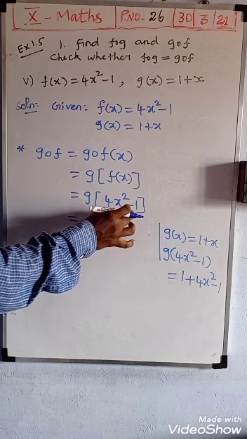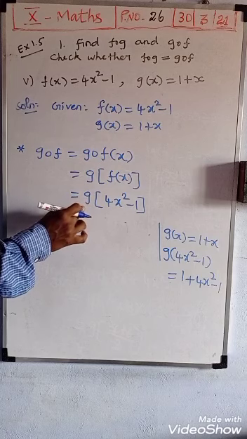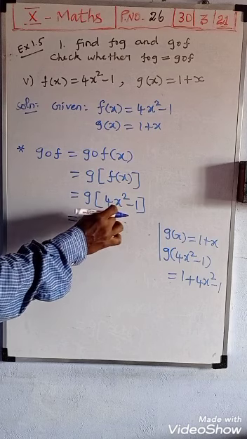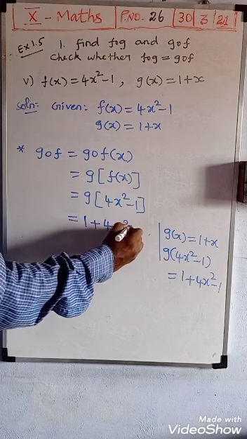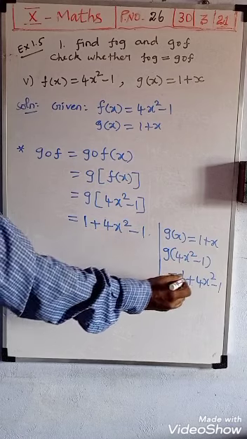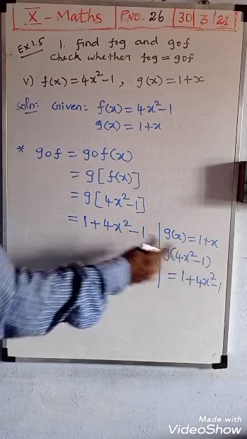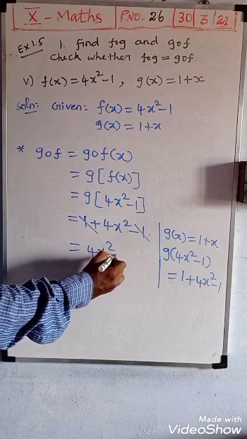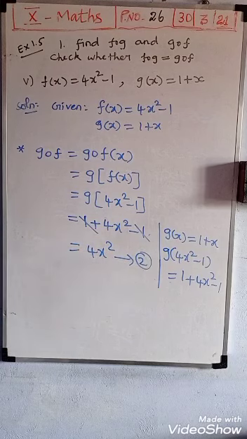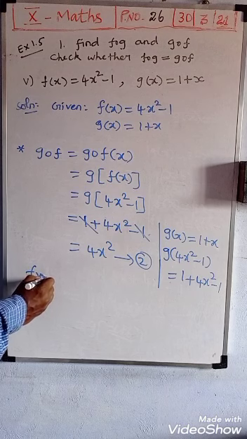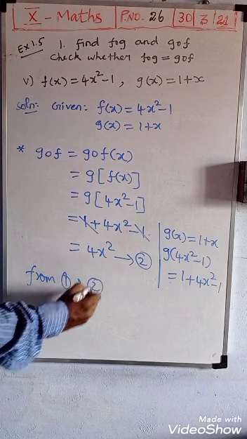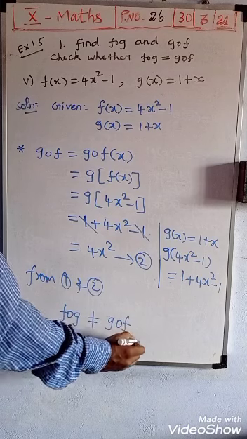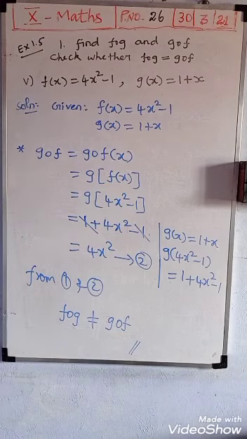Now where do we substitute 4x squared minus 1? In the function G. Function G is 1 plus x. So 1 plus, instead of x you should substitute this one, so 4x squared minus 1. That is what I did here: 1 plus 4x squared minus 1. Now see, plus 1 minus 1 will go, and remaining you receive 4x squared alone. This is equation 2. So from 1 and 2 you check, clearly it is not equal. F composition G is not equal to G composition F. That's all. So compositions are over.